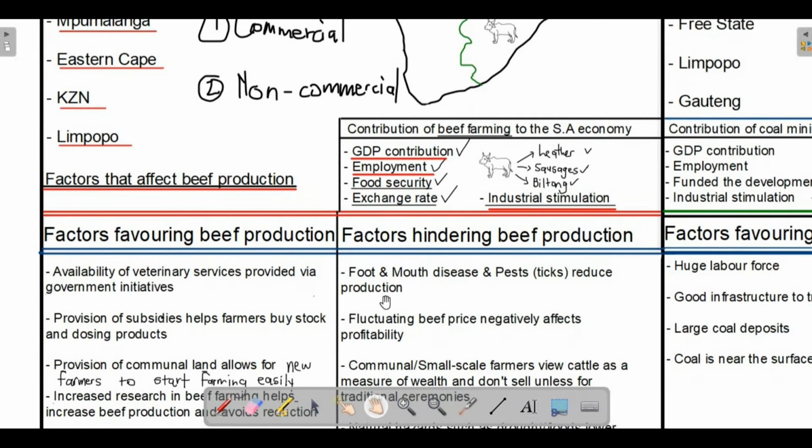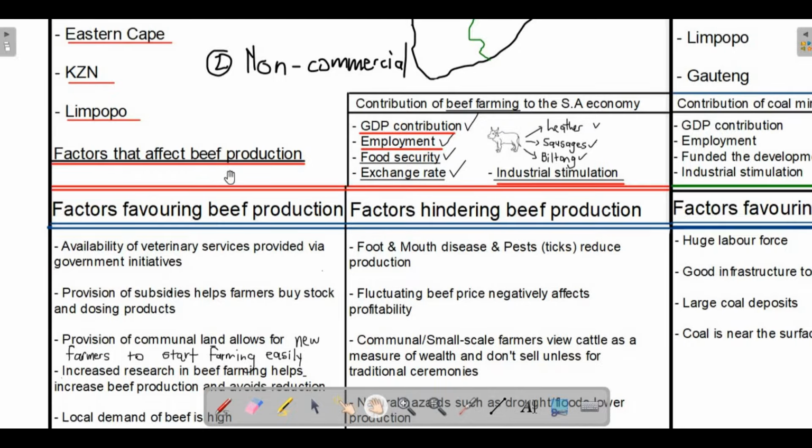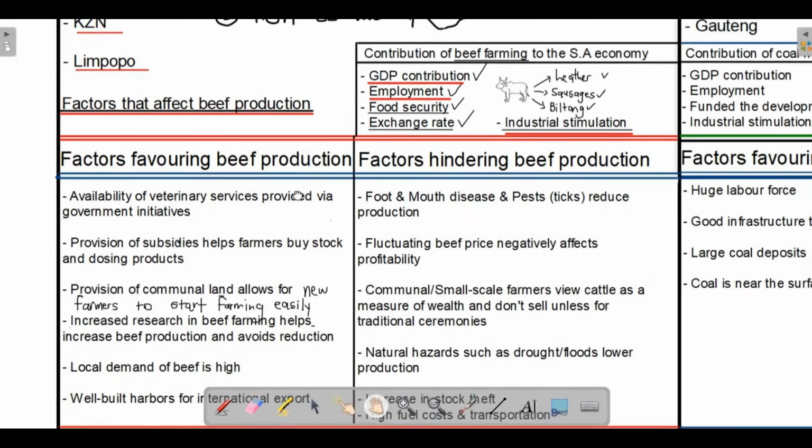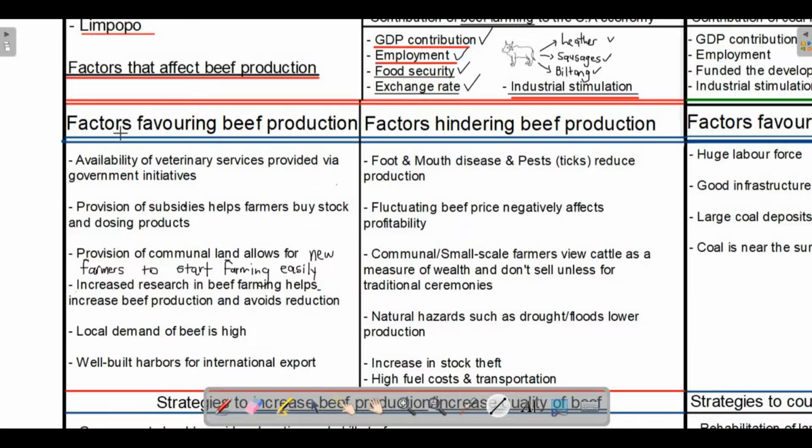Right, now let's take a look at the factors that affect beef production. We'll take a look at both factors that favor beef production. In other words, reasons why you would want to take part or be part or open a company or a business that produces beef. Why would you do that? Okay, so these are the reasons why beef production could thrive or could get better. So let's zoom in there and take a look at these.